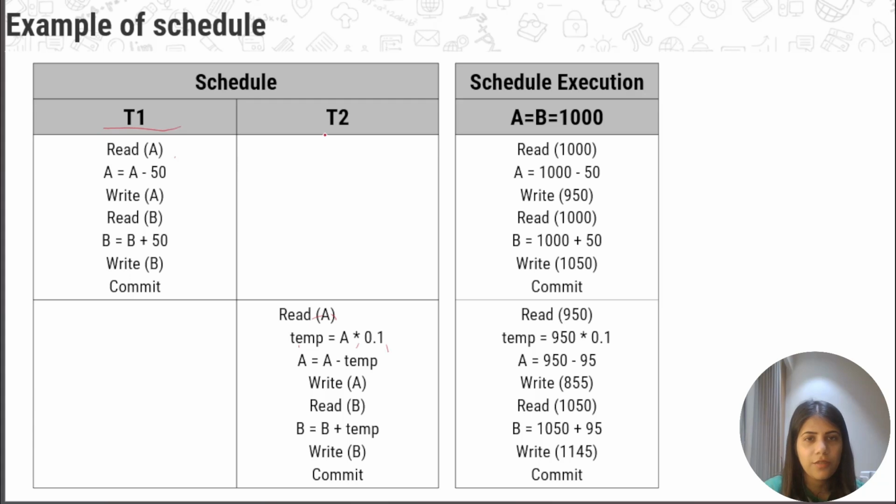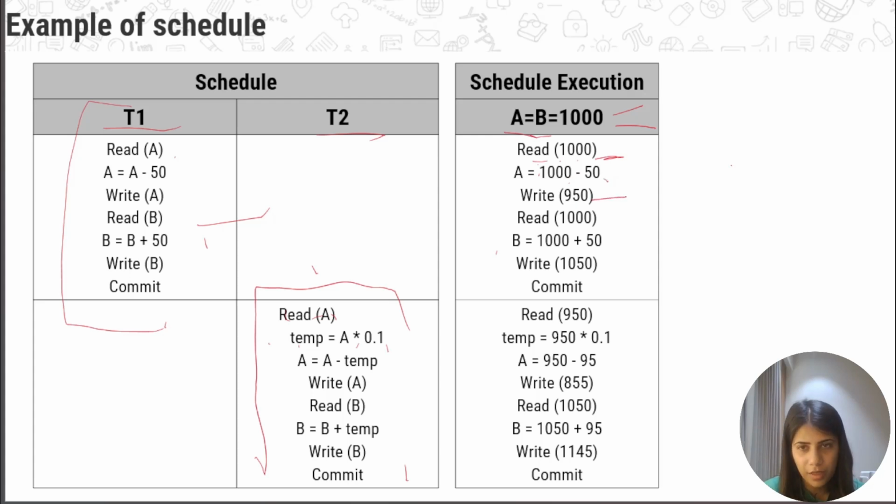There are 2 transactions, T1 and T2. If T1 is executed first and T2 is executed later, this is called a scheduled transaction. How will this scheduled transaction actually take place? Let's understand with an example where the values of both A and B are 1000. This will execute first. Read A, which means it will read 1000 rupees in account A. A equals 1000 minus 50, which becomes 950. Then it will read B's account, which is also 1000. Then it will do 1000 plus 50, so it will write 1050 and commit. So now this has been updated.